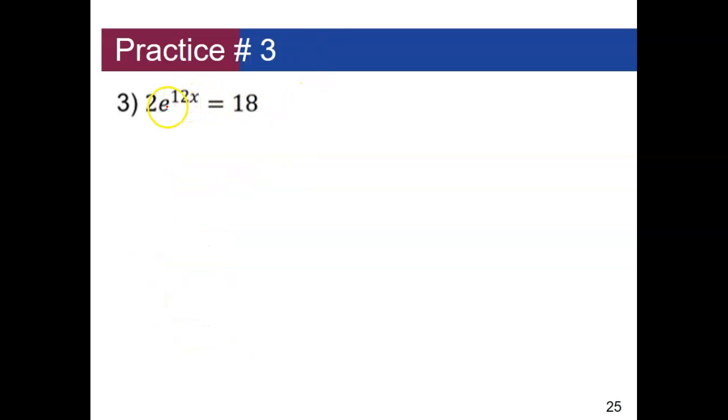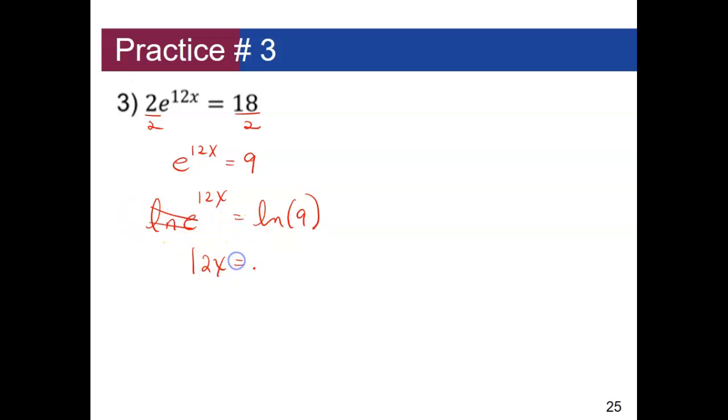Okay, next one. This one, we've got to isolate this exponential here, which means I need to get rid of the 2 by dividing it away. So e to the 12x equals 9. We'll take the natural log of both sides. Okay, these will cancel conveniently for us. Then I want to divide the 12 away. So x is going to be the natural log of 9 divided by 12.